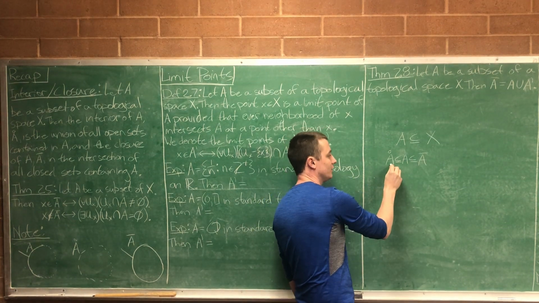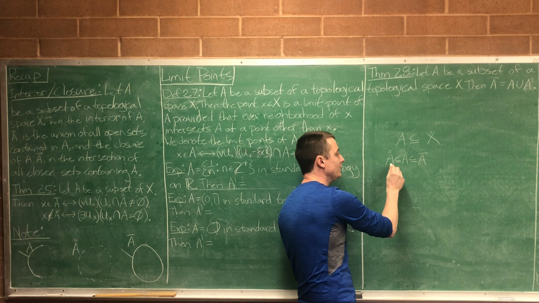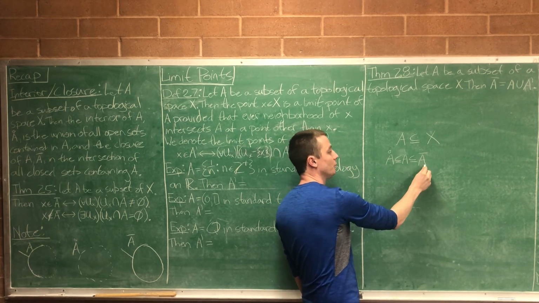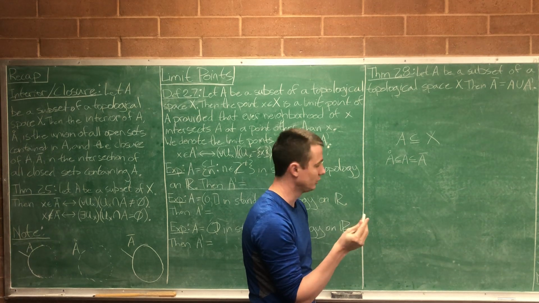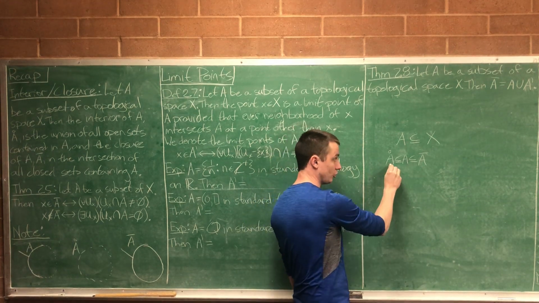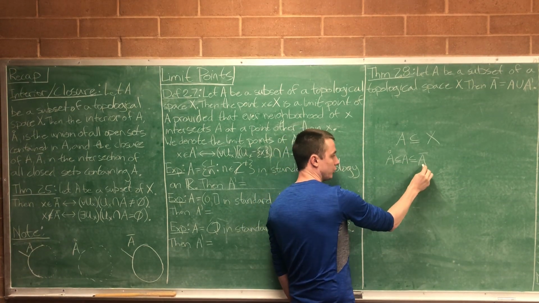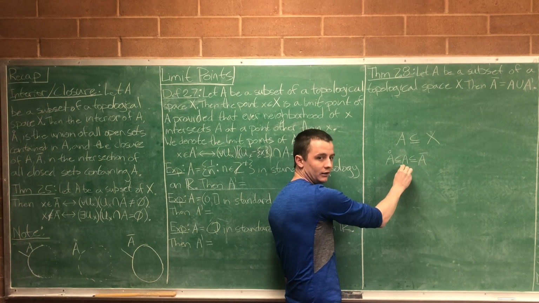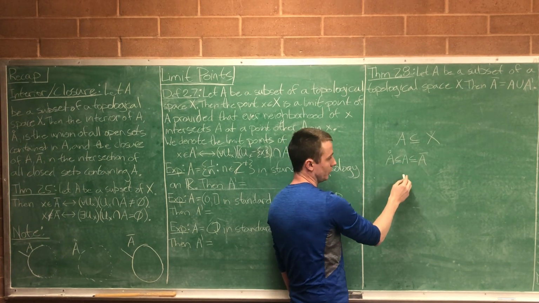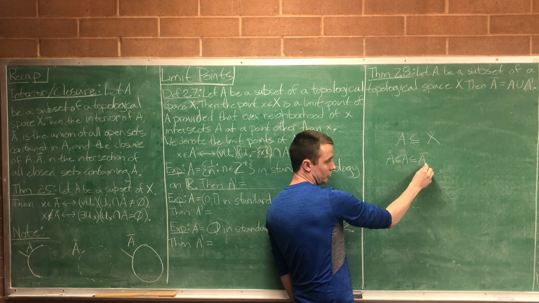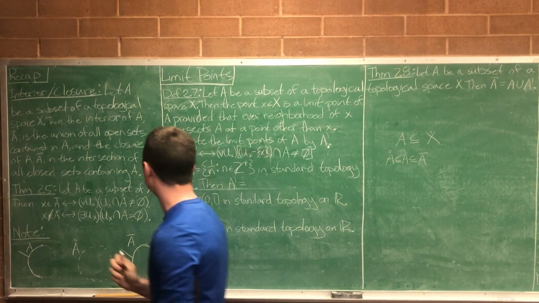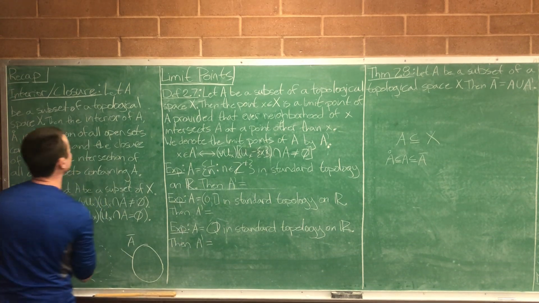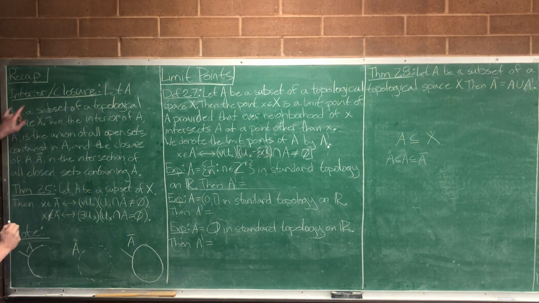In some sense, the interior is the biggest open set inside of A, and the closure is the smallest closed set containing A. One intuitive way to think about it is that these are the closest open set and the closest closed set we can get to A, if A itself isn't open or closed. Obviously, if A is closed, it's equal to its closure. If A is open, it's equal to its interior. But let's go back and look at their exact definitions to make sure it's all clear.